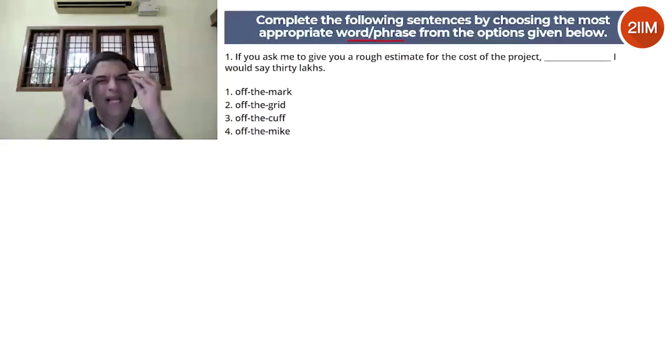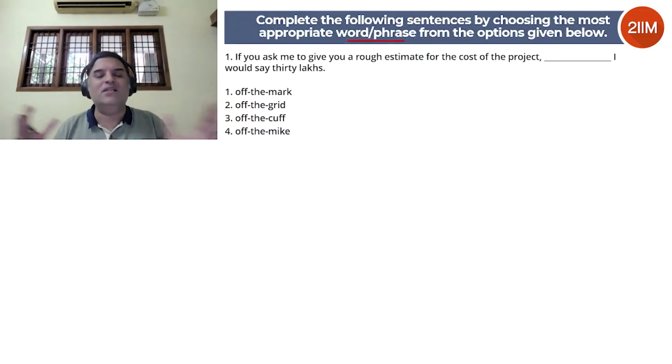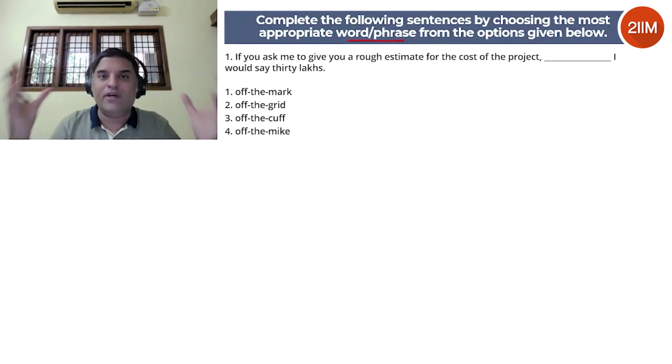Now, what you do is quickly, very quickly, don't spend a lot of time. Just make a broad guess in your head, if you can. In some cases, it won't be possible. So let's see if we can make a guess. If you ask me to give you a rough estimate for the cost of the project, blank, I would say 30 lakhs. Now, 30 lakhs is some sort of a rough estimate. Okay, so here it is difficult to make a guess, right? So leave it. If a guess doesn't come in your head, you can also think whether the word will be positive, negative, or neutral. That's also a guess you can make.